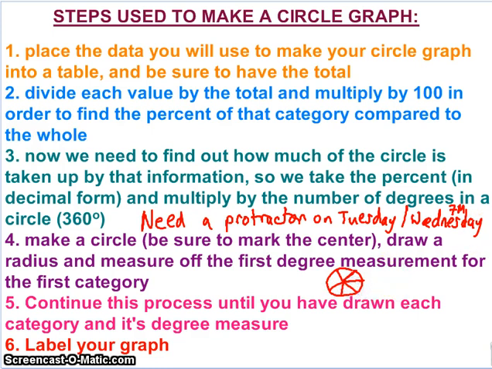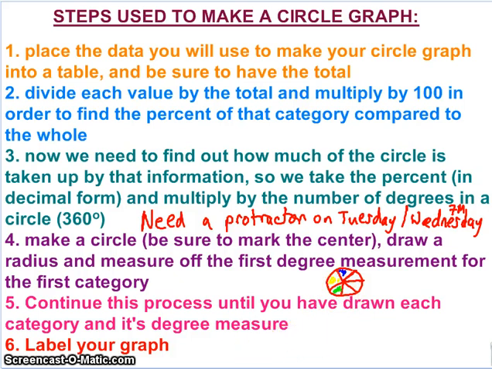Okay, I'm going to try and do my best to color them different colors and all of that good stuff. Okay, make it look pretty. All right. Continue this process until you have drawn each category in its degree measure. And then we're going to label our graph. We're going to put a title. We're going to label what the colors mean. We're going to put numbers on it, all that sort of stuff.